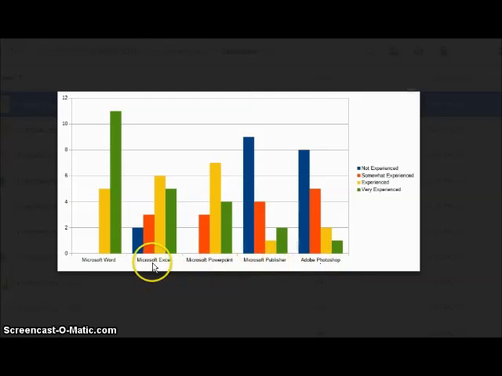There are good labels down here, obviously, and it's easy to tell what each of these programs, how these bars relate to each of these programs.